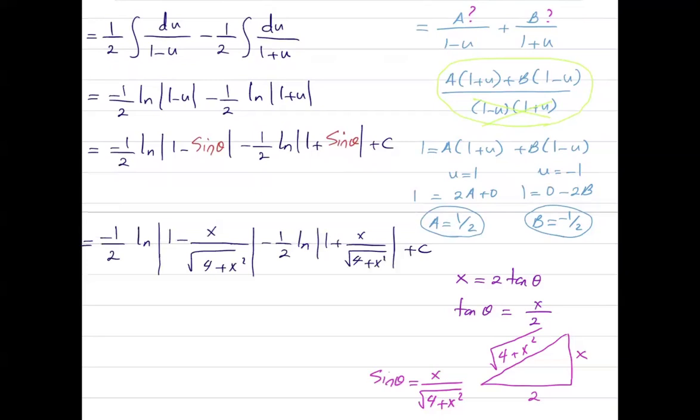Because if you factor out negative a half, you have the addition of two ln that can convert into their multiplication. So let me show you. So the rest is algebra.